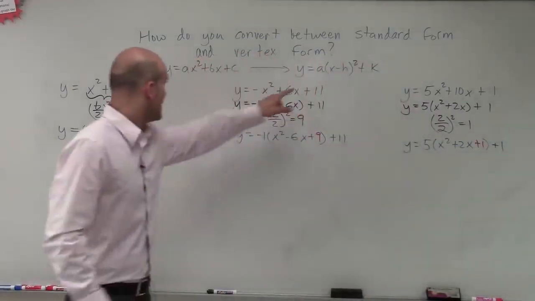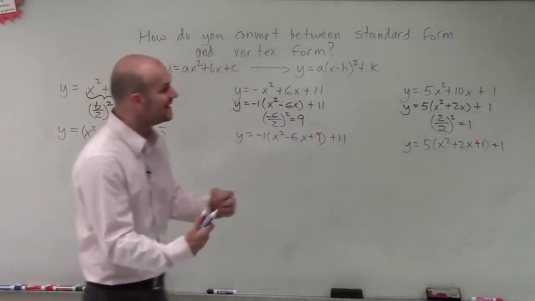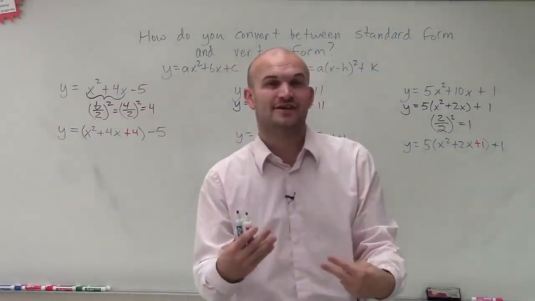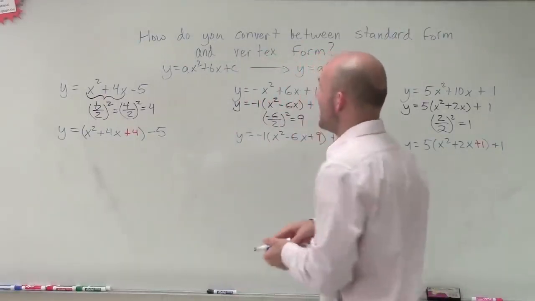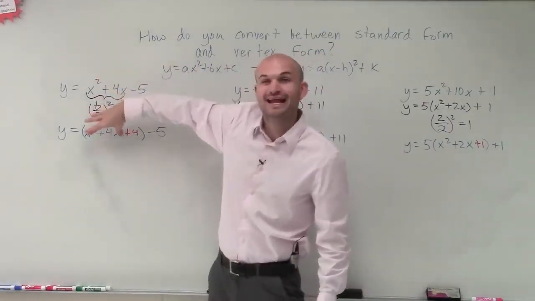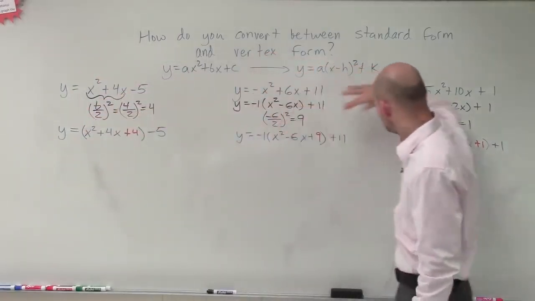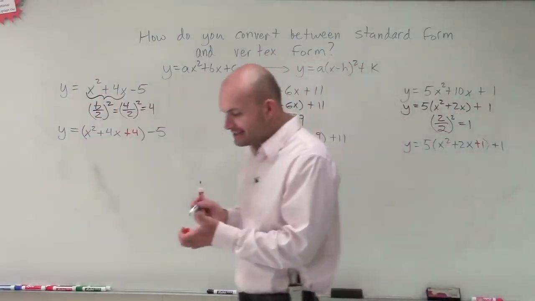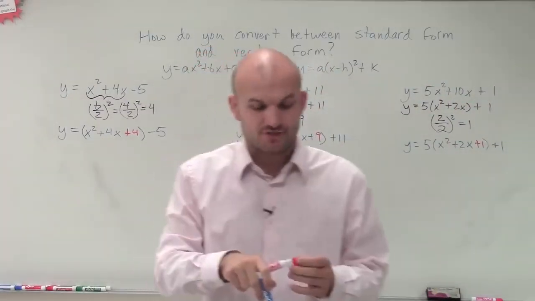OK, so notice how everything else is staying the same. The only thing I did is I took my middle value, divided by 2, squared it, and then added it to my quadratic and my linear term to create a perfect square trinomial. Right?